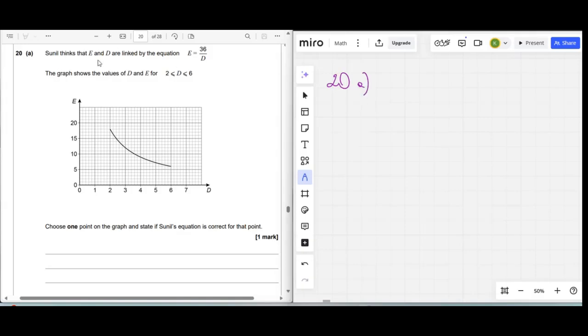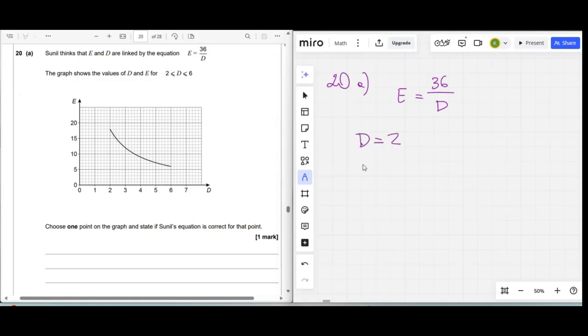Sunil thinks that E and D are linked by the equation E equals 36 over D. The graph shows the values of D and E for D between 2 and 6. Okay. Choose one point on the graph and state if Sunil's equation is correct for that point. Okay, so let's find some point. Maybe this one for 2.